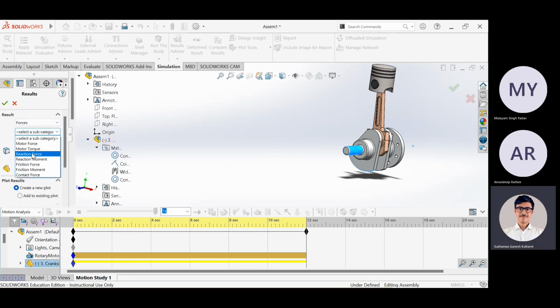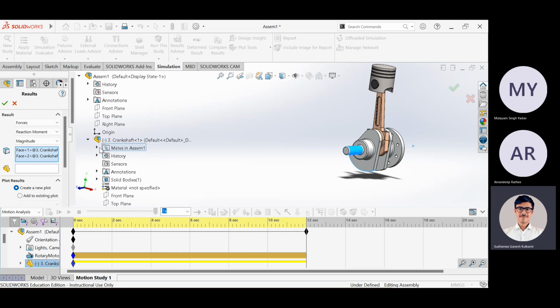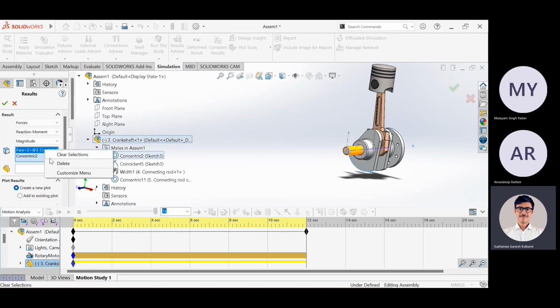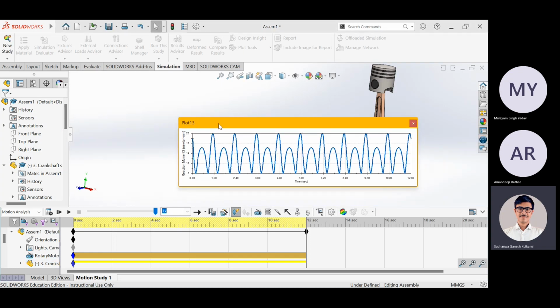And if we want to see the reaction moment, the procedure is again the same. Forces, reaction moment, magnitude, and let me select the mate and then unselect all these. Okay. So as you can see, this is the plot of the reaction moment versus the time.